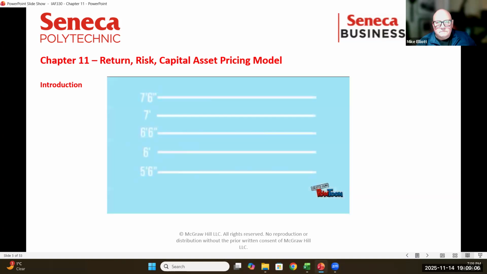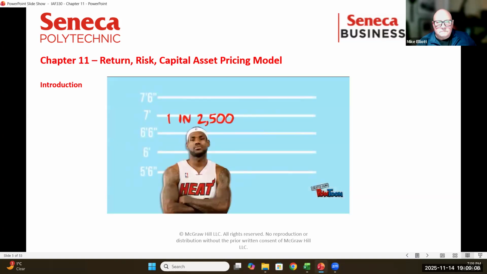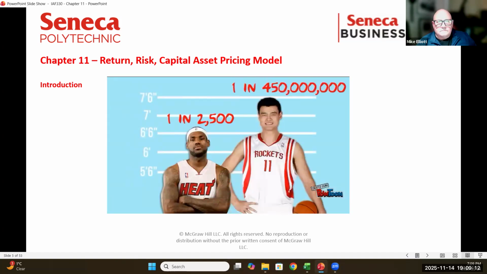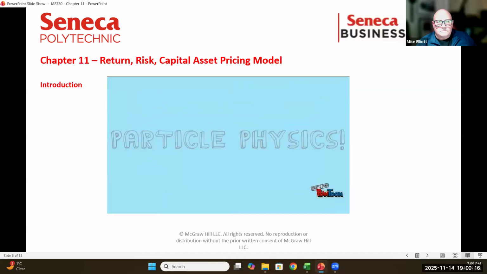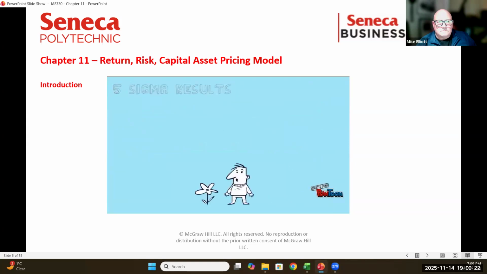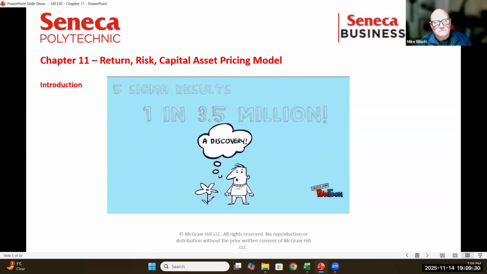This reasoning suggests that LeBron James is 1 in 2,500 and Yao Ming is 1 in 450 million. In particle physics, scientists have what are called 5 sigma results, results that are 5 standard deviations above or below the mean. A result that varies this much can signify a discovery, as it has only a 1 in 3.5 million chance that it is due to random fluctuation.